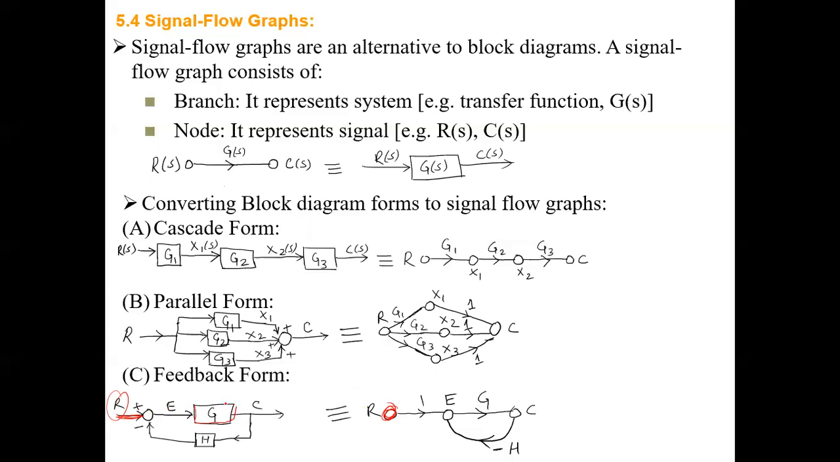This G is here. Then this C is a circle, or node. Then you have H, which is negative. That's why you have negative H coming to the E. So how do you connect E and R? E is a signal, R is a signal. Is there any G in between? No, that's why you put 1 there. Does it make sense?